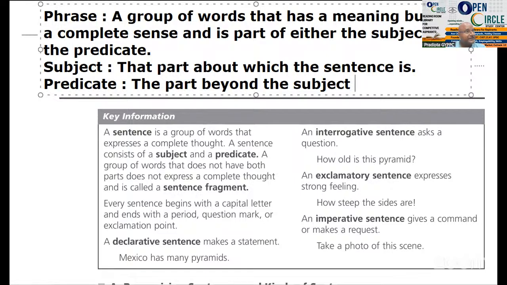What is imperative sentence? It gives a command or a request. Also order, right? So these are imperative sentences. So this was the lesson contained in 1.